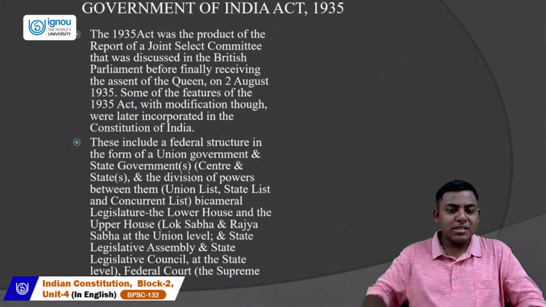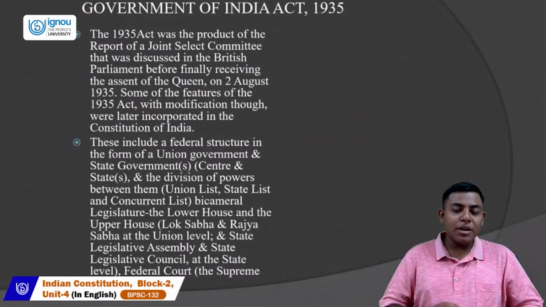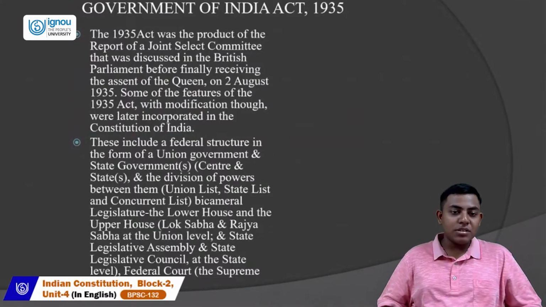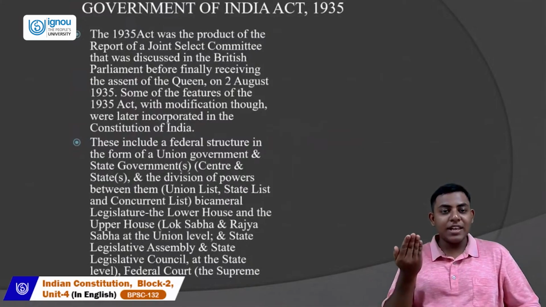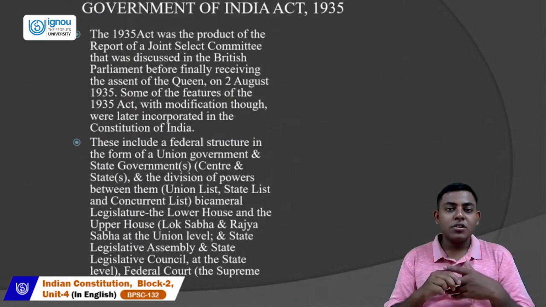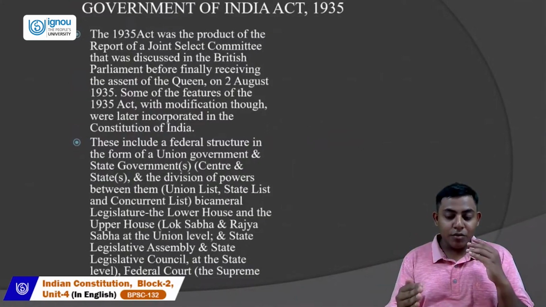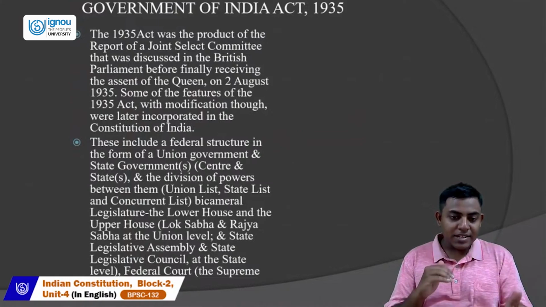So I have discussed the Government of India Act 1935, which was the precursor of our present constitution. This act wanted to create a system of diarchy at the union level. Diarchy is when the subjects of legislation were categorized into transferred and reserved.